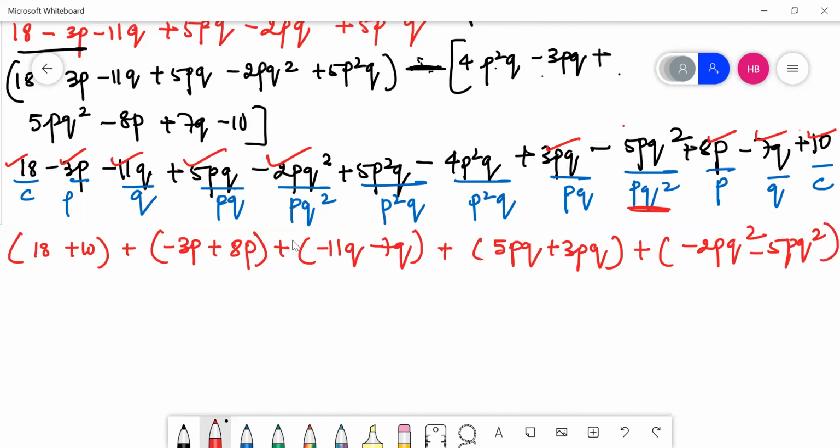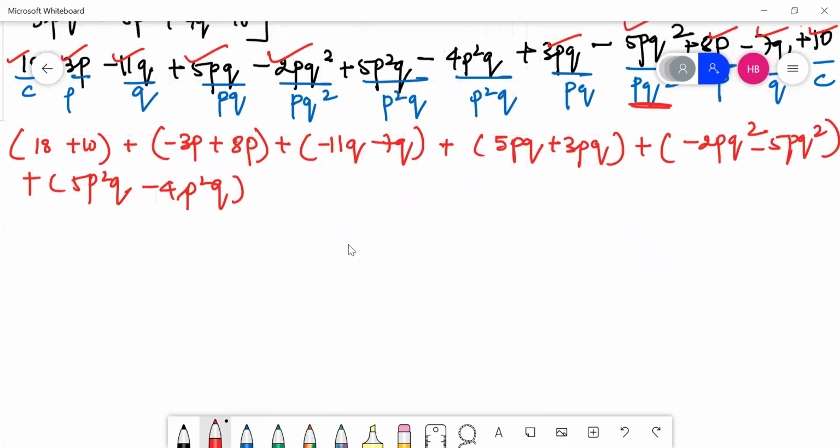And at last, what is left? p square q plus 5p square q minus 4p square q. Okay, so I have grouped all the like terms together. Now, once I have grouped, I'm just going to simplify them.